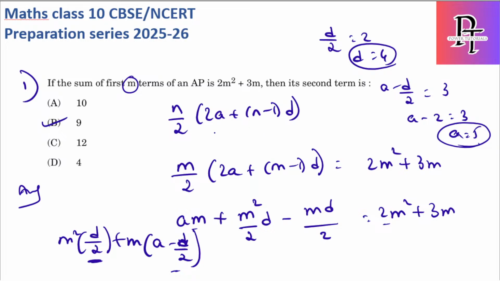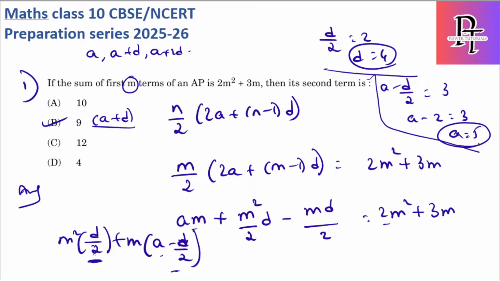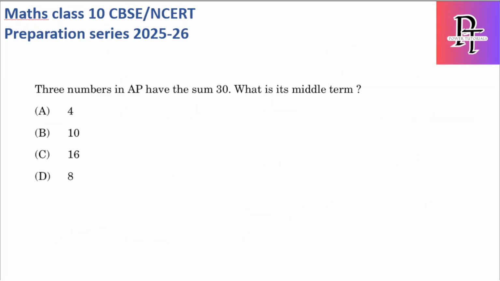Okay, so I am repeating once again. I have just written the sum of n terms formula, and then I compared coefficients of n square and n from the left side and right side, and I got the d value first, and then using the d value I got the a value. So 4 plus 5, which is 9, is the second term. The second term is nothing but a plus d, because as per our series we are following a plus d, a plus 2d, and so on. Okay, hope it's clear. Now let's move to the second question for today.